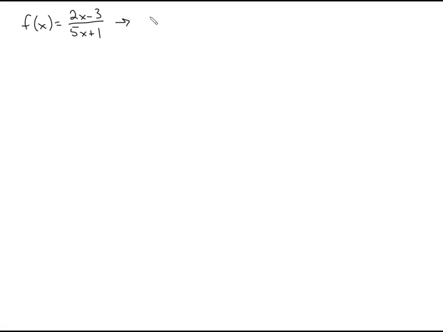Okay, so we're asked to find the inverse of this function. Remember how we do that? We change the f of x to y, and then we switch the y's and the x's. So if we do that, we're going to get x is equal to (2y minus 3) over (5y plus 1). And then to find the inverse, we actually have to solve for y here.